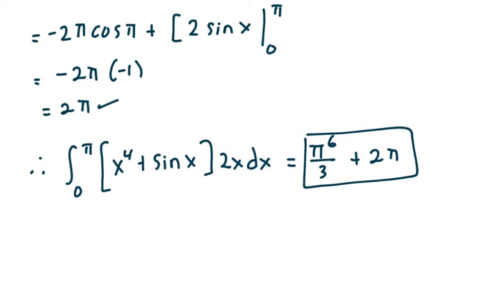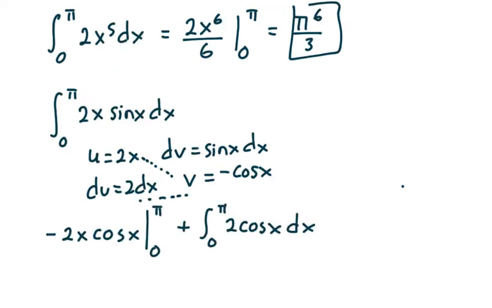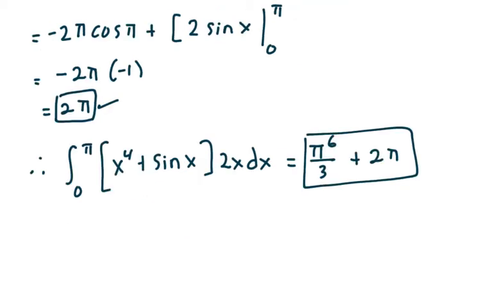And I'm done, because I'm going to take the 2 pi and then I'm going to add pi to the 6 over 3 to my final answer. And so the integral from 0 to pi of x to the 4th plus sine x, that quantity times 2x dx, is pi to the 6 over 3 plus 2 pi. That's the answer to number 5.